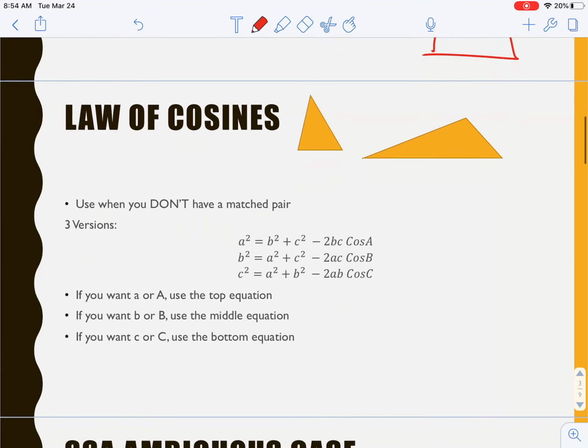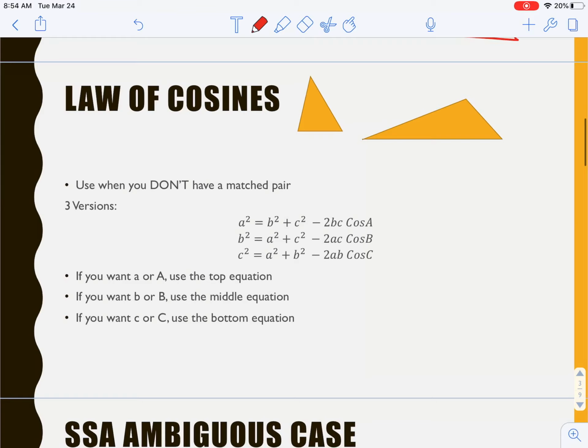All right, moving on to the law of cosines. The law of cosines, again, is for when you don't have a right triangle, and now it's when you don't have a matched pair. So maybe you've been given a side-angle-side scenario or a side-side-side scenario. You don't have any angles that line up with a side that you've been given. That's when you're going to use the law of cosines.